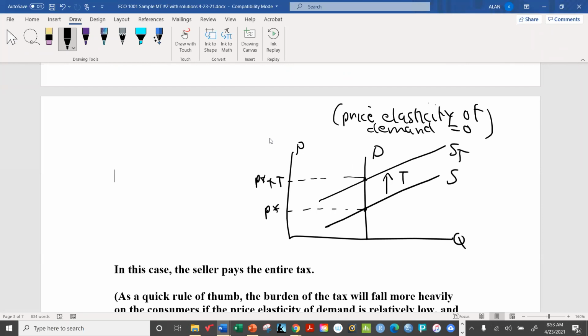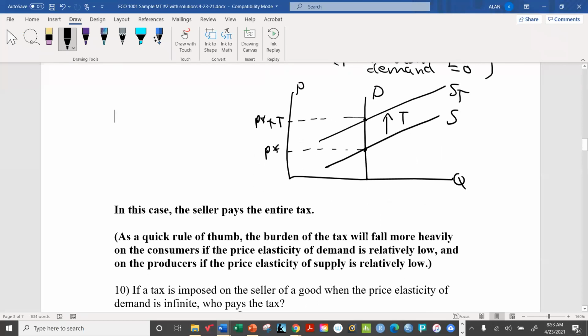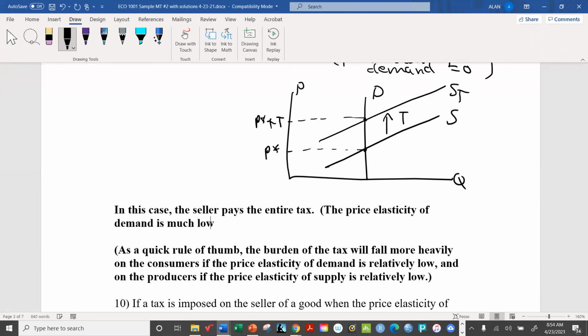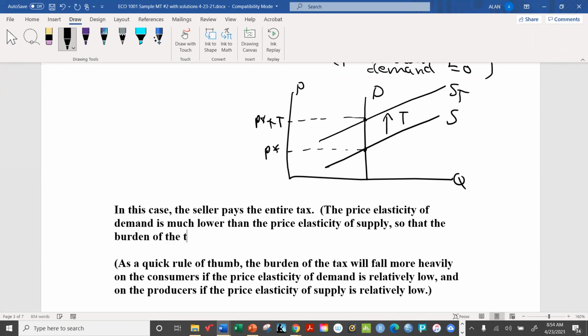Okay, so price elasticity of demand. Okay, so you can see here, the price elasticity of demand is much lower than the price elasticity of supply, so that the burden of the tax falls mainly or completely on the consumer. Okay, so that's how the rule works.